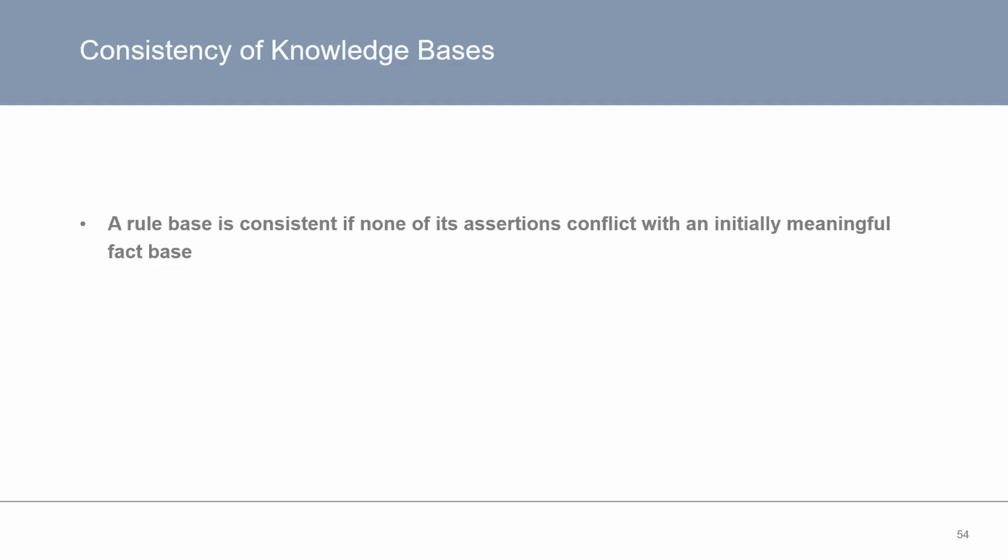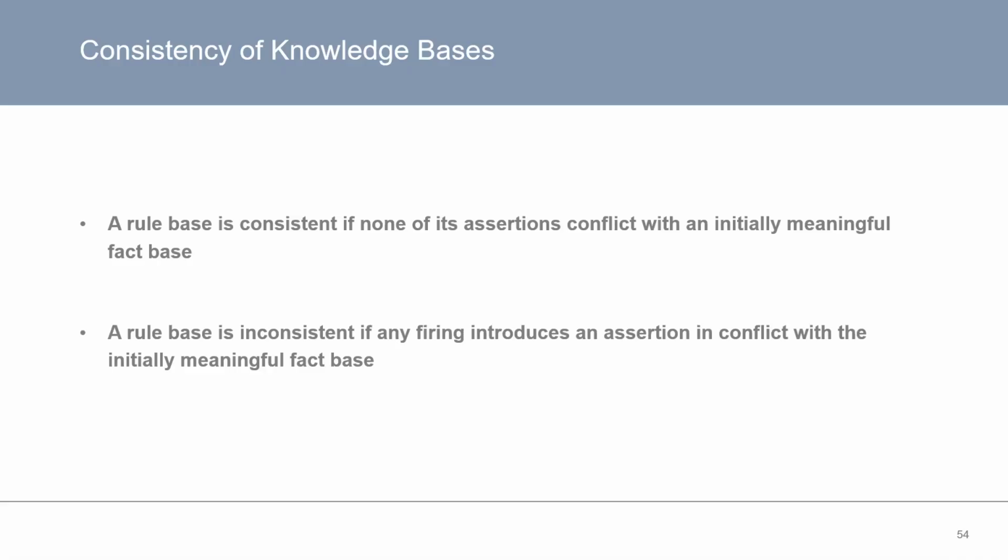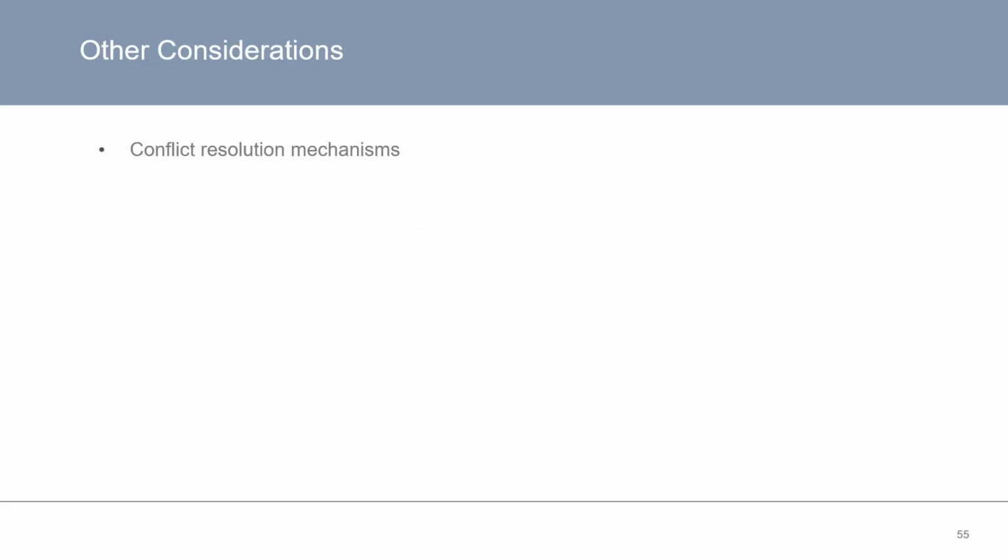On the topic of consistency of a knowledge base, a rule base is considered to be consistent if none of its assertions conflict with any initially meaningful fact base. Differently, a rule base is considered to be inconsistent if any rule firing introduces an assertion in conflict with the initially meaningful fact base.